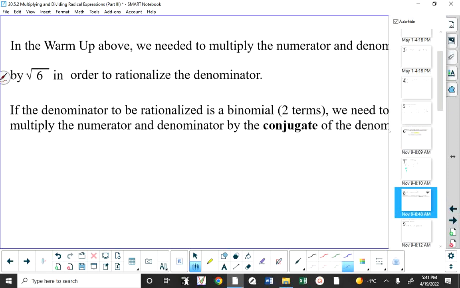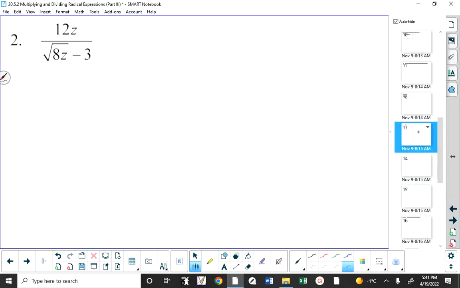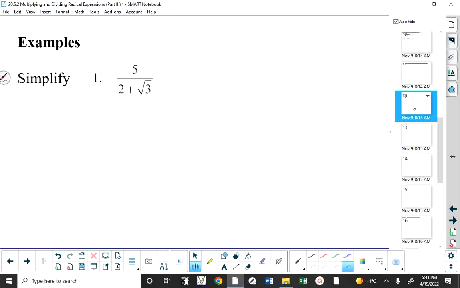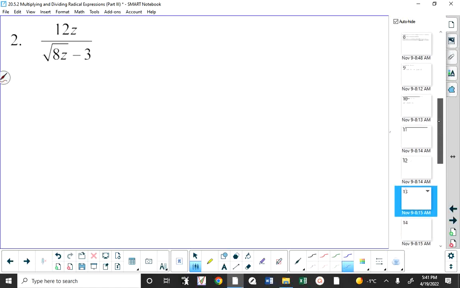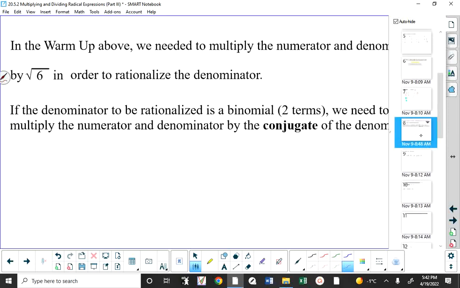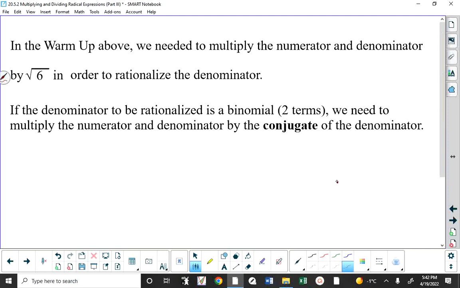If we take a look at any of these ones we're working on today, example 1 has a denominator of 2 plus root 3. That's a binomial. There's 2 terms. Example 2, the denominator is the square root of 8z minus 3. Well, that's a binomial. And if you take a look at example 3 and 4, you will discover they are binomials as well. In order to rationalize a binomial radical, you need to multiply the top and the bottom by what's called the conjugate of that binomial.